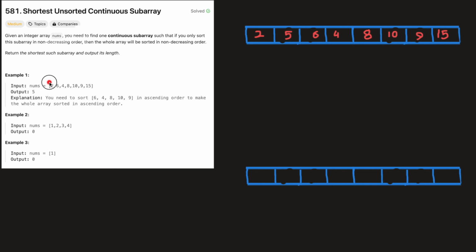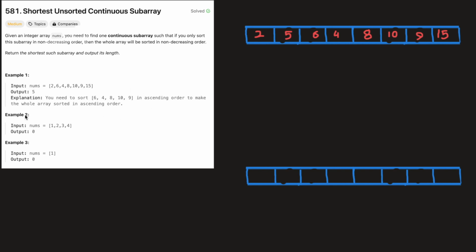For example, in the first example, if you see, you need to sort 6, 4, 8, 10, 9 so that your entire array becomes sorted. Because here, 2, 6 is okay, it's sorted, it is increasing, but suddenly it became unsorted from 4. So 6, 4, 8, 10, 9 are unsorted, and you have to sort them to make the array sorted.